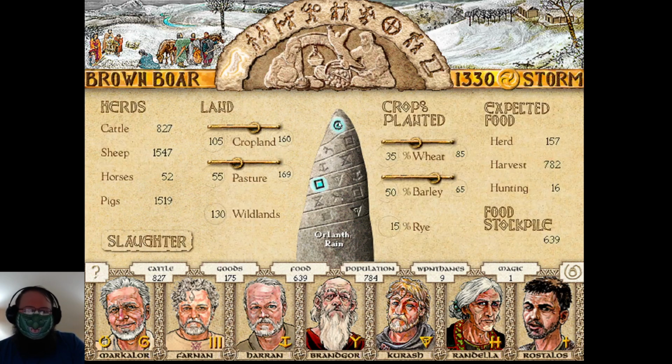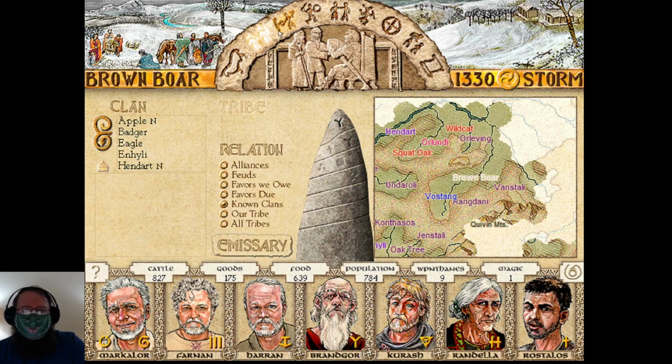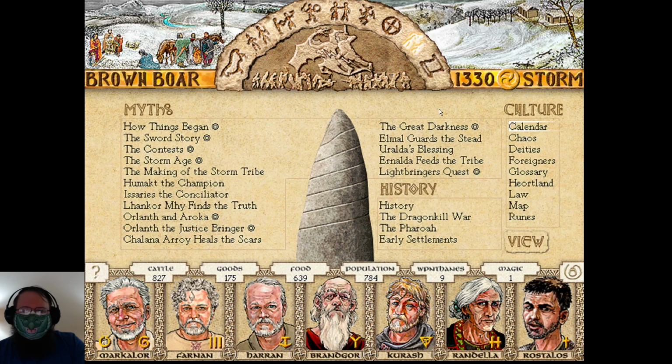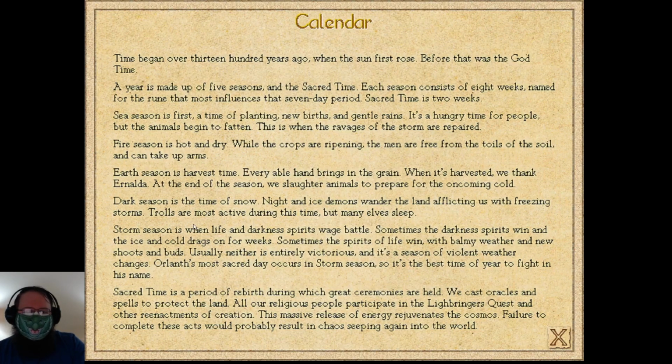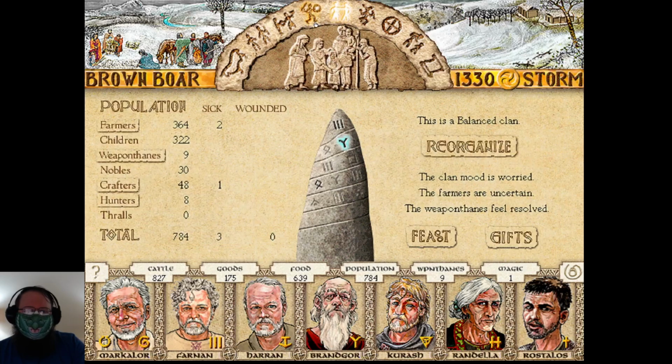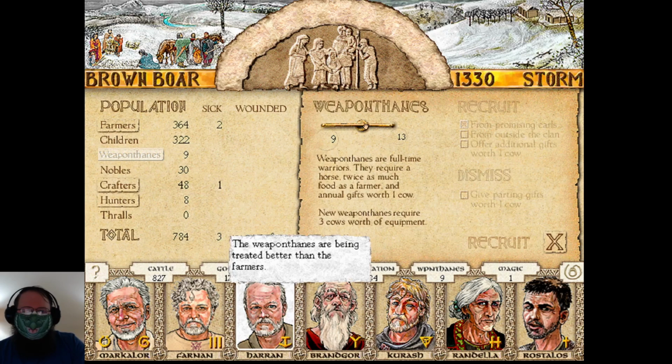I think that worked out pretty well for us. It's the storm season. Rain preserve. We're going to go here and view the calendar again. Not getting any particular tips there, but okay. Can we ask for more weapon things? From promising Carls, let's try to recruit.